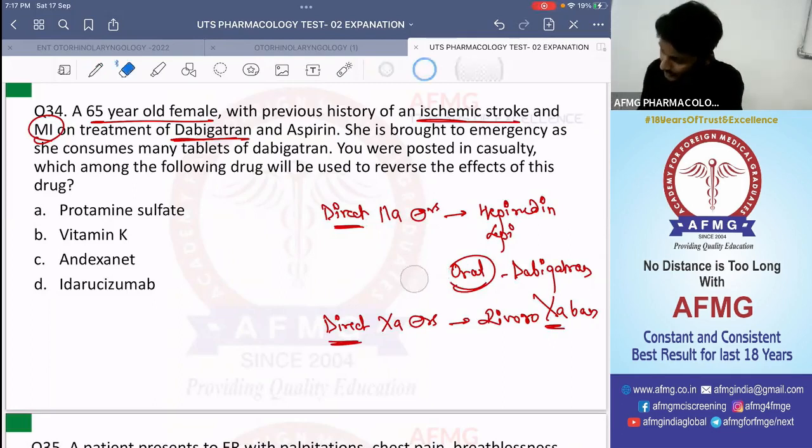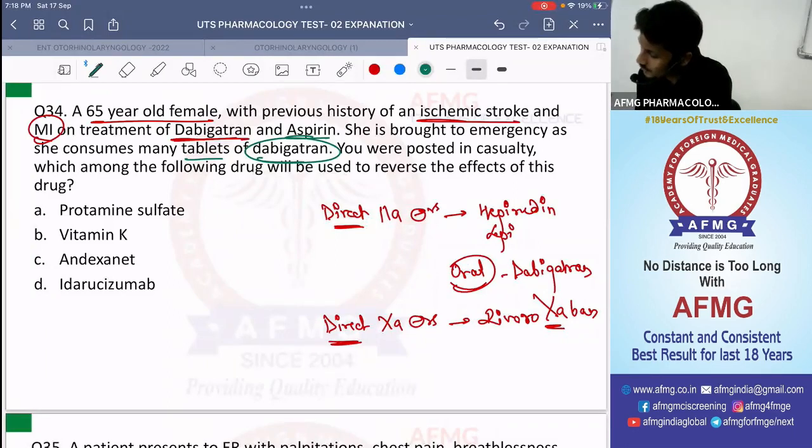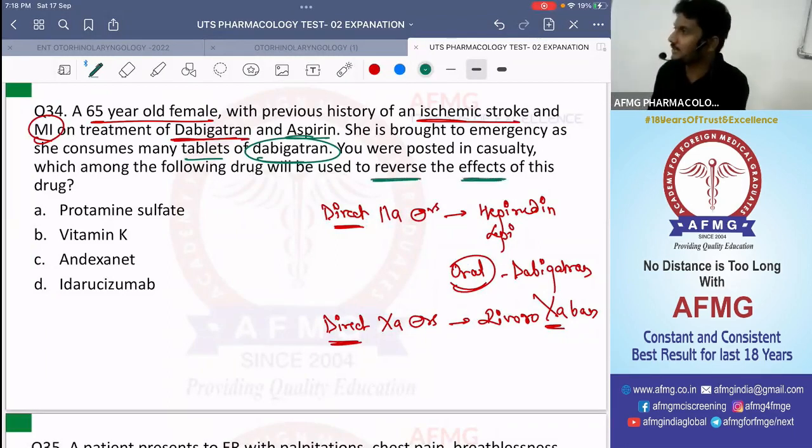So the patient was on treatment of dabigatran and aspirin. She is brought to emergency as she consumed many tablets of dabigatran. You are posted in casualty, which among the following drugs will be used to reverse the effects of this drug. So they are talking about dabigatran toxicity. Okay, so you will give an antidote, and which is the antidote? Answer is a monoclonal antibody known as idarucizumab.